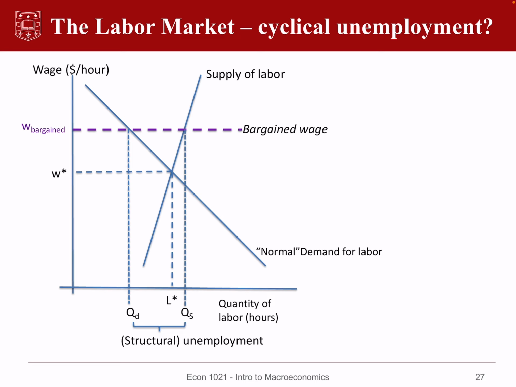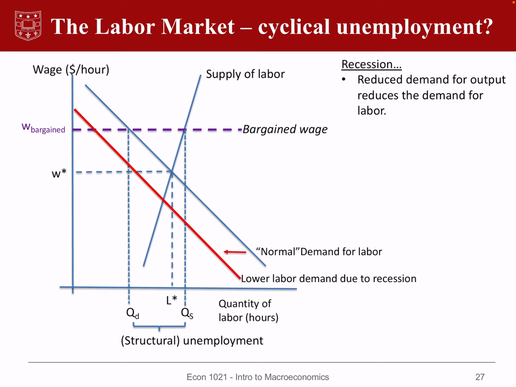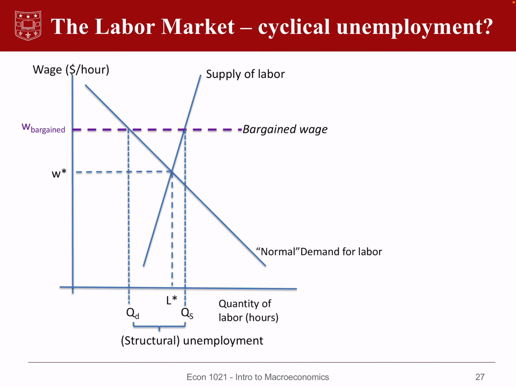And then cyclical unemployment is the unemployment that arises as a result of downturns in the economy. So let me go back. Here we have our basic picture that we had before, essentially. So we've got our normal demand for labor, meaning when the economy is behaving sort of normally, more or less, as we'll describe it subsequently, at full employment. We've got a supply curve of labor.